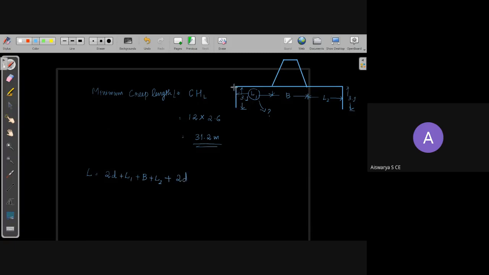Creep length means the length along which the water is flowing. At that time, you shouldn't consider the launching apron. At both sides there is a launching apron. You need not consider that portion. Only the impervious flow portion you need to consider.